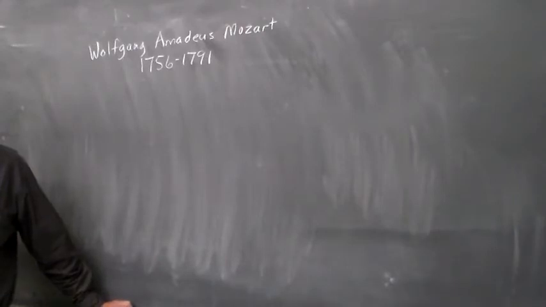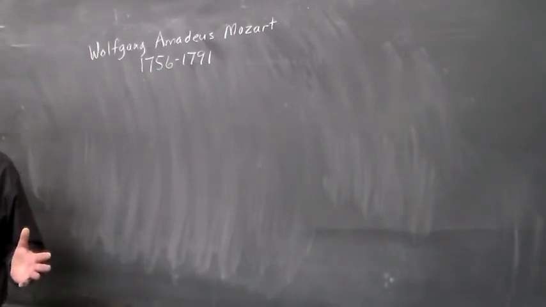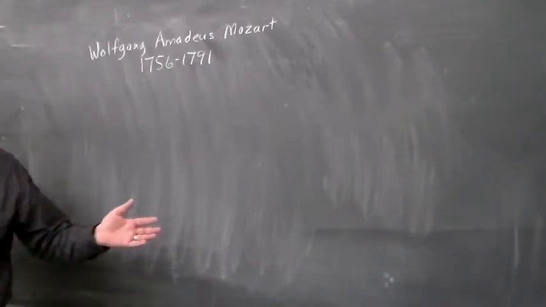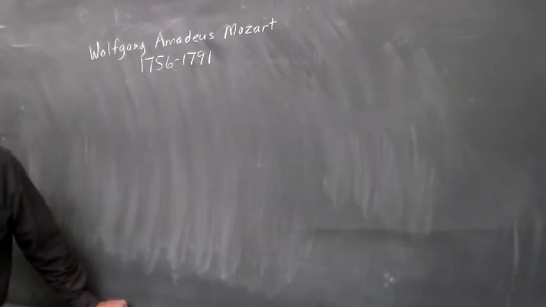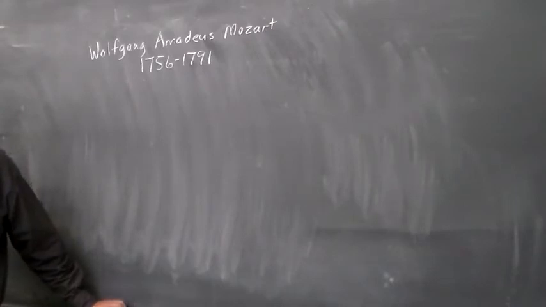Mozart was born in Salzburg, Austria, which is the town of Mozart. Now, if you go to Salzburg, there's Mozart memorabilia everywhere. So did you go to Salzburg this summer? Yeah. And so that was relatively provincial in comparison to Vienna.